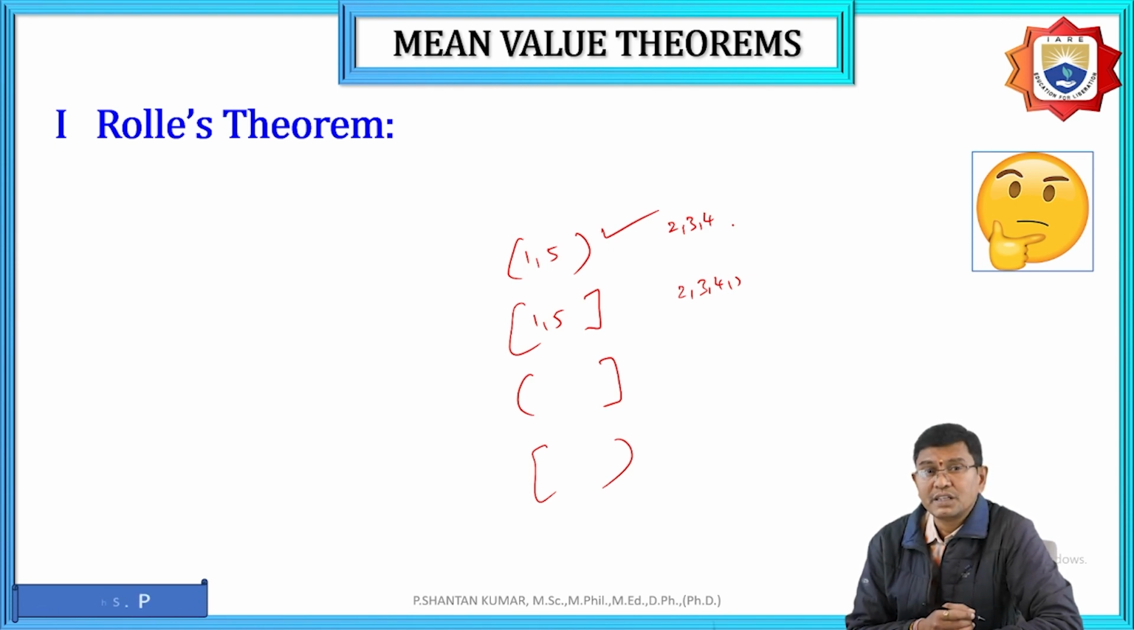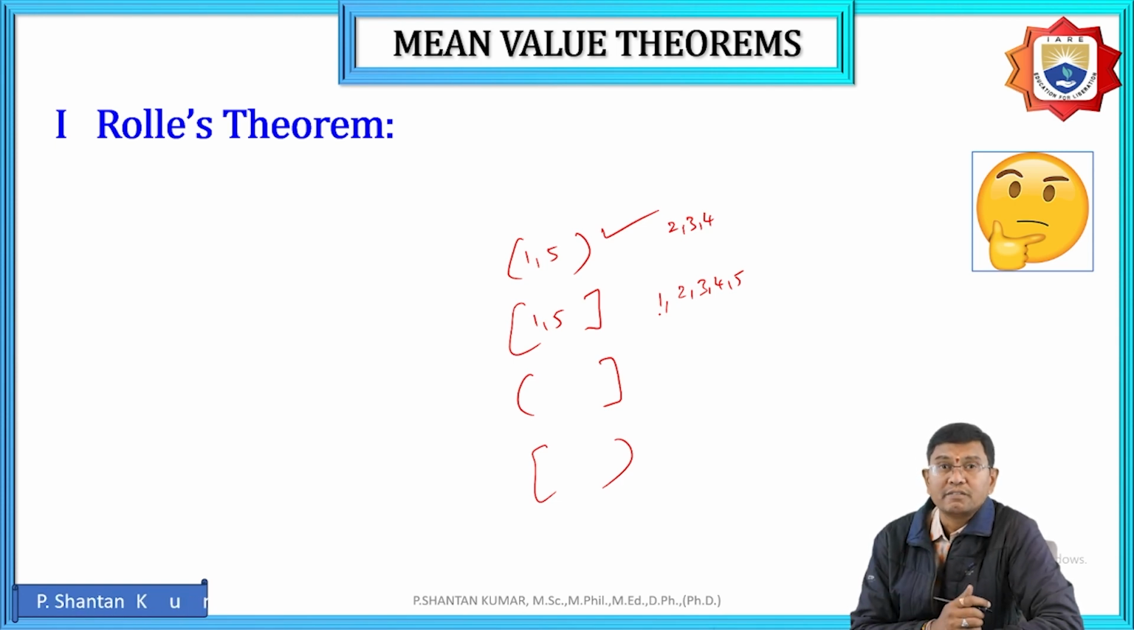In the closed interval, it includes not only 2, 3, 4 but also the last one and the first one. That means including the first and the last, and in between the values as well. That is nothing but a closed interval. And next, these are half intervals.